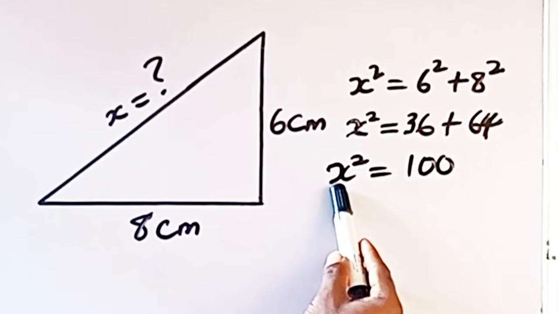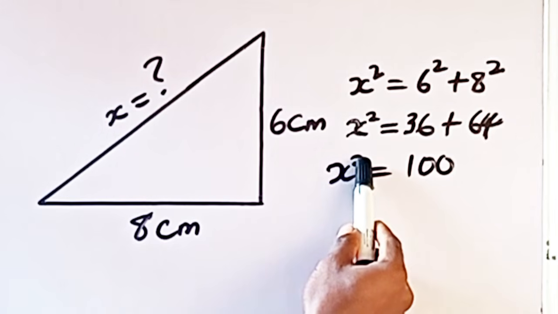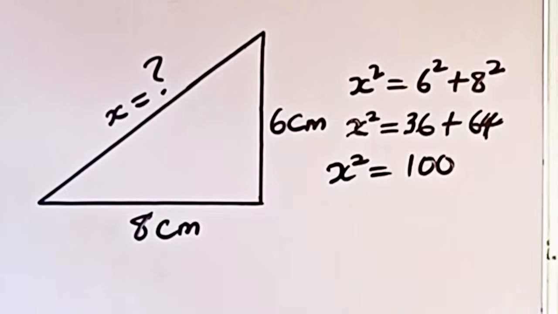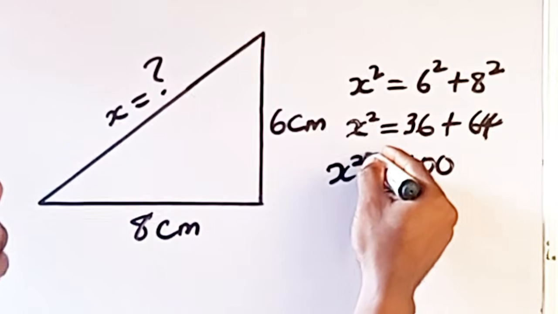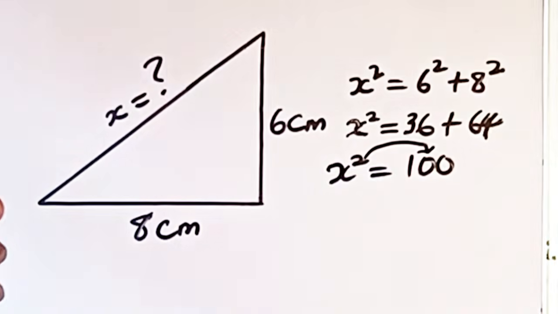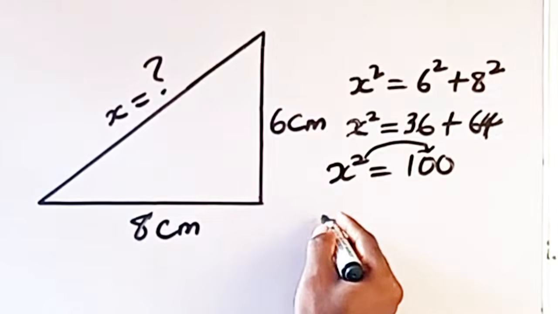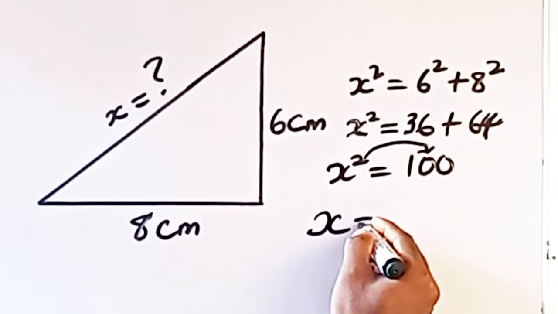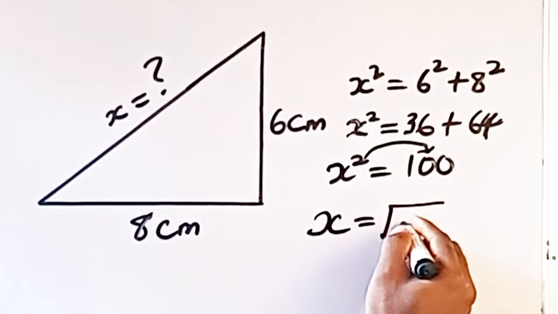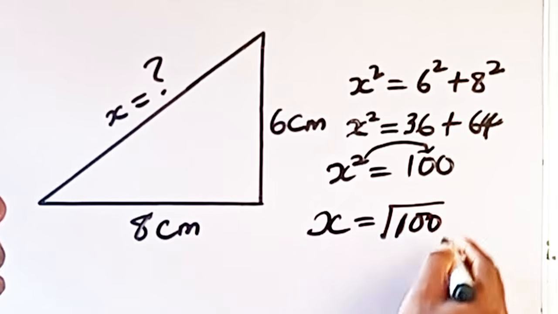To make x the subject of the formula, this square, we are going to move this square to the other side. So if we move this square to this side, it changes to root. Okay. So here will now be x equals root 100.